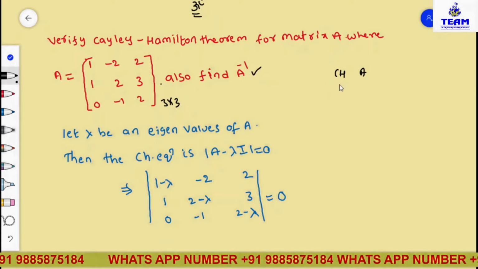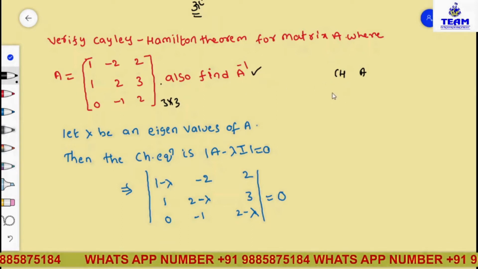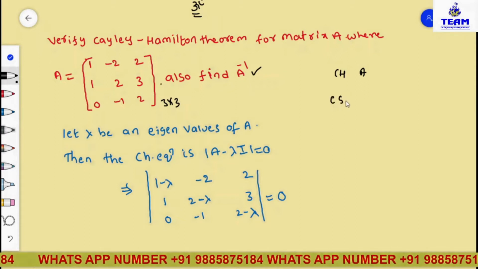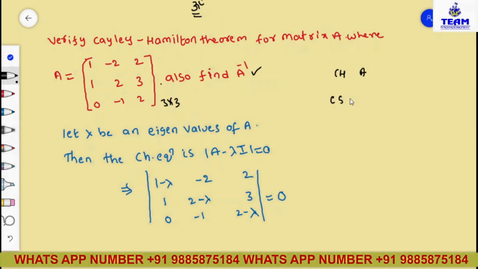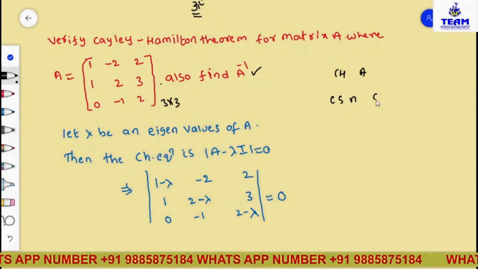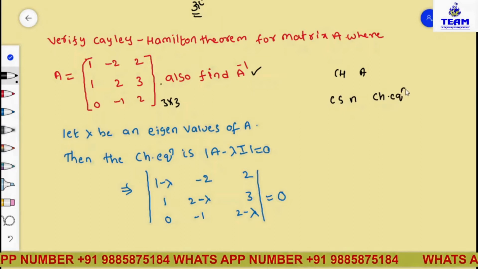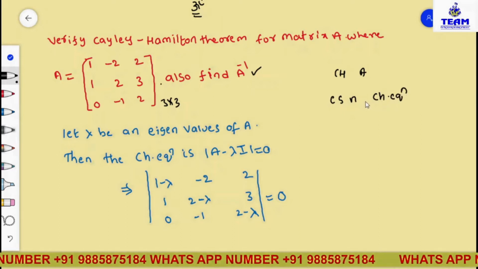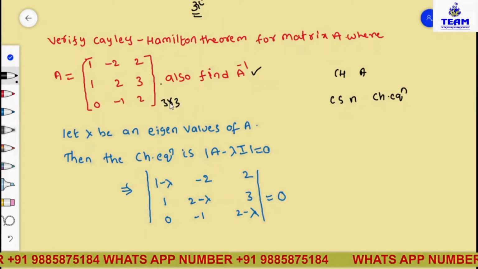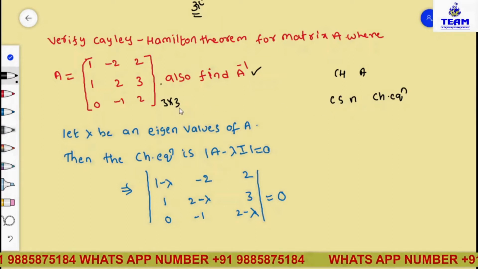What is the statement of the Cayley-Hamilton theorem? The statement is: every square matrix of order n satisfies its own characteristic equation. So what we have to do is first find the characteristic equation.